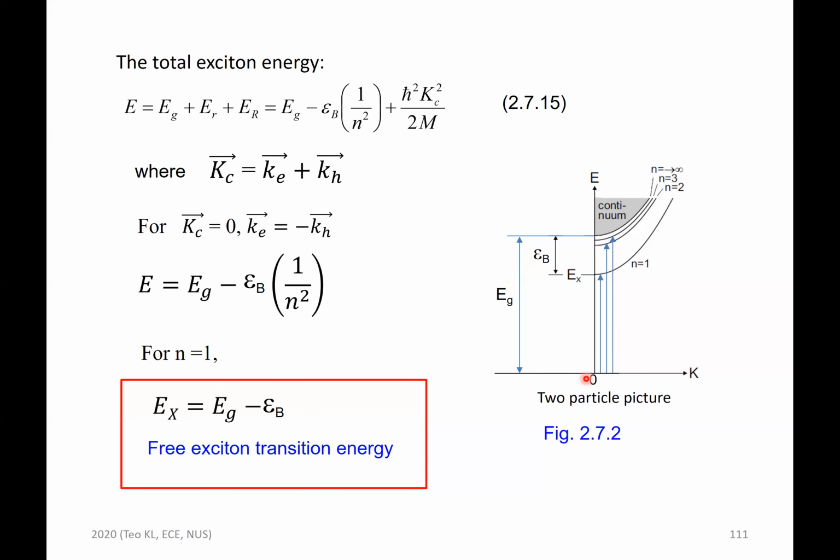So based on this two-particle picture, the energy levels are E_B over n squared, where n itself ranges from 1, 2, 3 as an integer quantum number all the way to infinity. When n equals 1, we measure to the continuum. This will be the binding energy of the exciton, and then this is the band gap energy. So the band gap energy minus the binding energy gives you the exciton energy, Eg minus epsilon b. That gives you the free exciton transition energy.